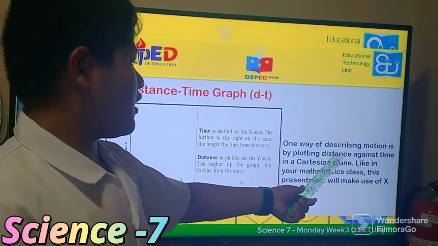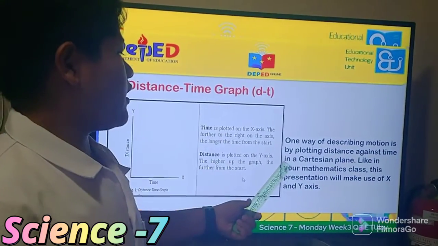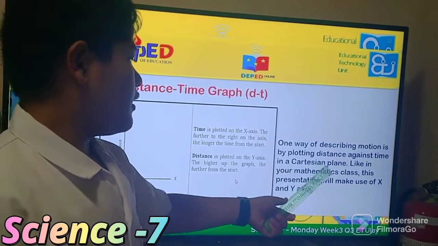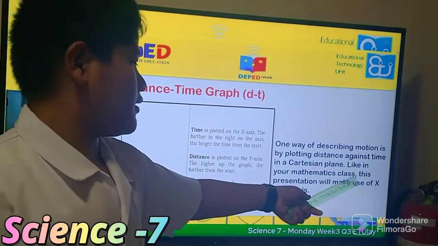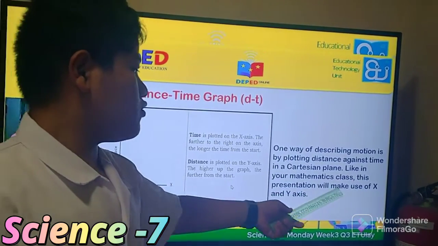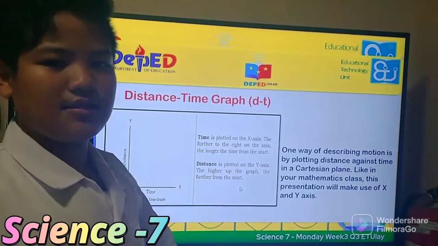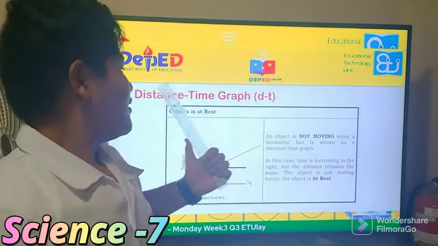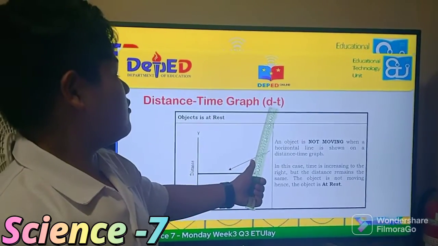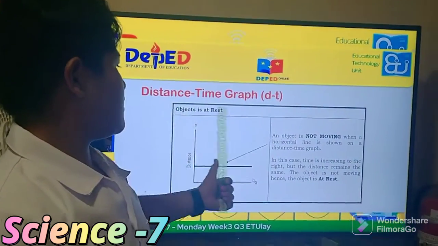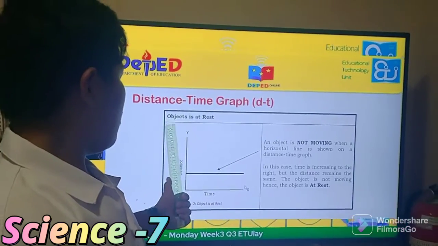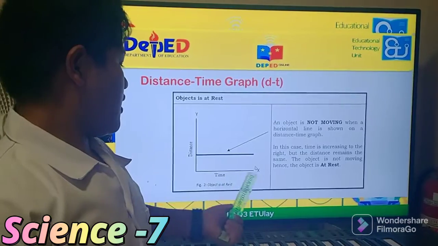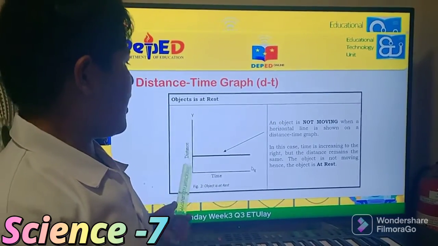One way of describing motion is by plotting distance against time in a Cartesian plane. Like in our mathematics class, this presentation will make use of x and y-axis. Distance time graph. As I told you, D stands for distance and T stands for time. Object is at rest. Time is for x-axis and distance is for y-axis.